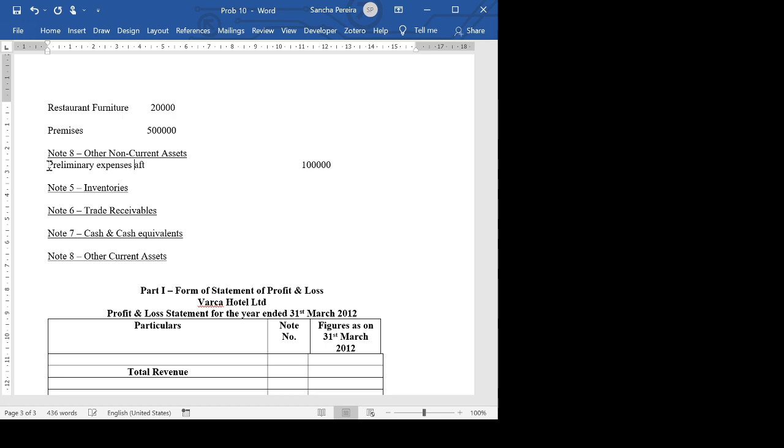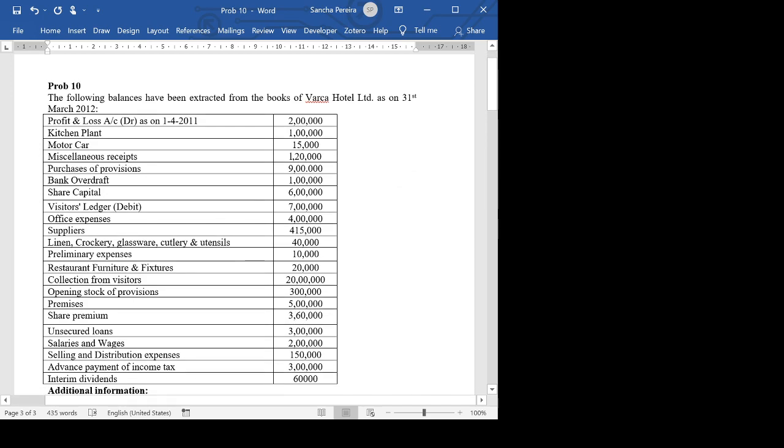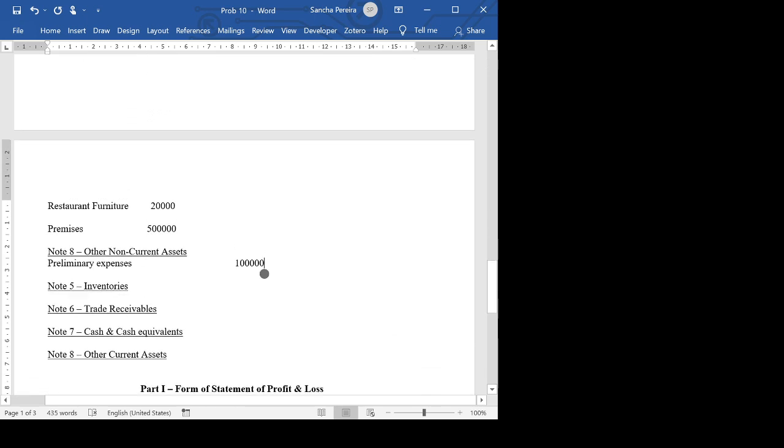Under this we are going to have preliminary expenses, and preliminary expenses given to us are 10,000. There's an adjustment to this, that the preliminary expenses are written off. We'll come to that a little later. For now, we will just write this entry. The preliminary expenses are 10,000. For now we'll just write it, and so we are done with the non-current assets.